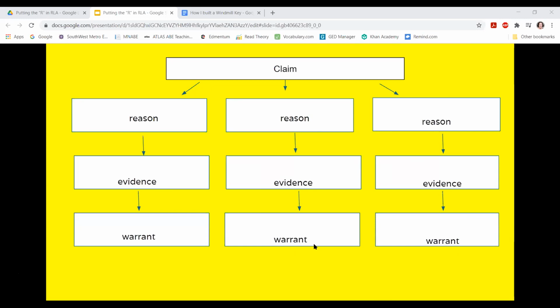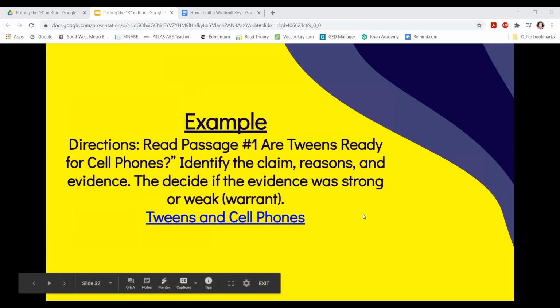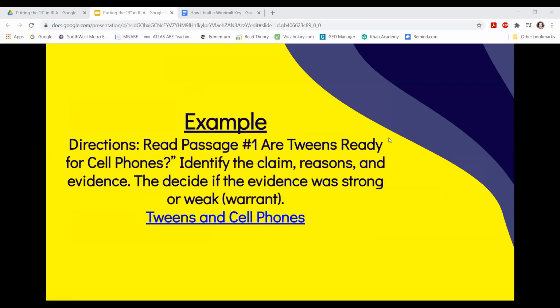So we do have a link to a blank copy of this type of graphic organizer in the folder, okay, for you to use should you choose to sometime in the future. What I would like to do in our remaining minutes here in class is to try using it, okay, is to try using this organizer.